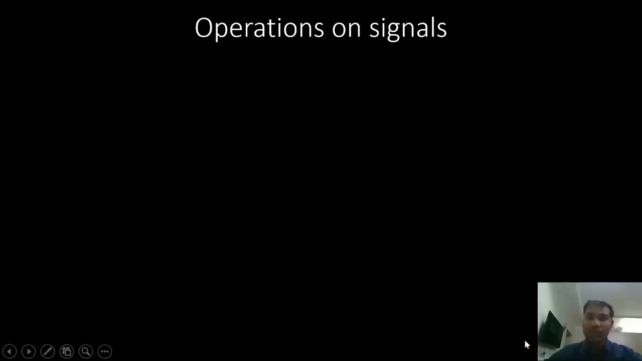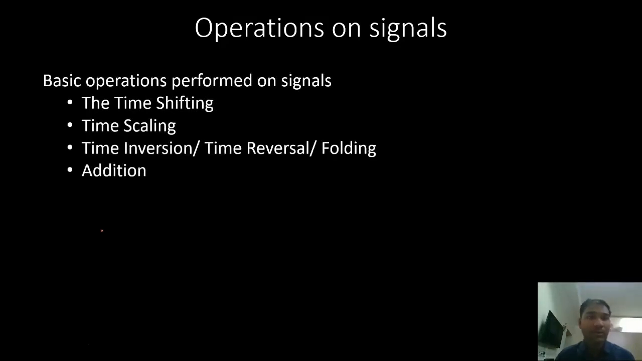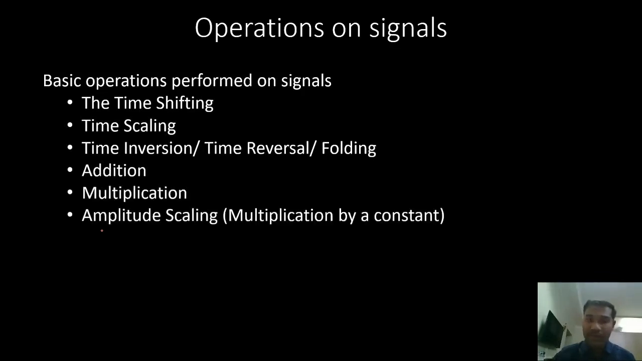In this video, we will learn about what are the basic operations that can be performed on signals. So there are 6 different operations that can be performed on signals. They are time shifting, time scaling, time reversal, addition, multiplication, and amplitude scaling. So let us look at each of these operations individually so that we can understand them in detail.